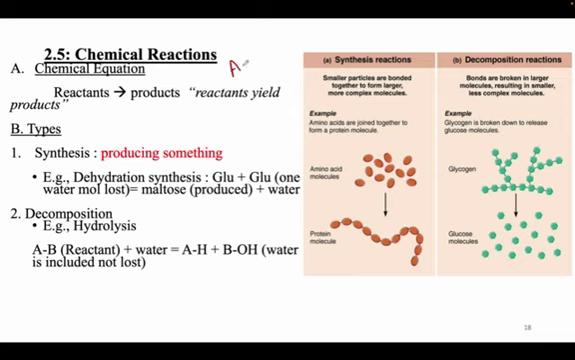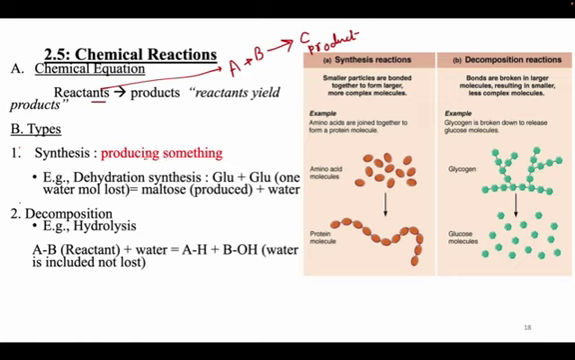For example, suppose A and B will be called reactants because they are the ones that are reacting in the chemical reaction, and then it is forming C. So A and B will be the reactants and C will be the product. Okay, so C will be the product. Types: synthesis, decomposition, and exchange.